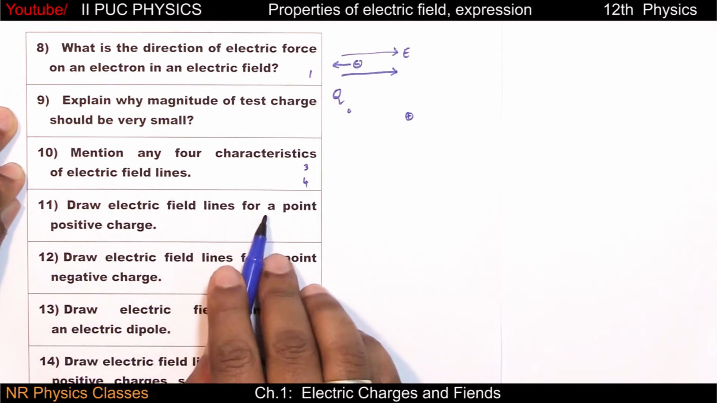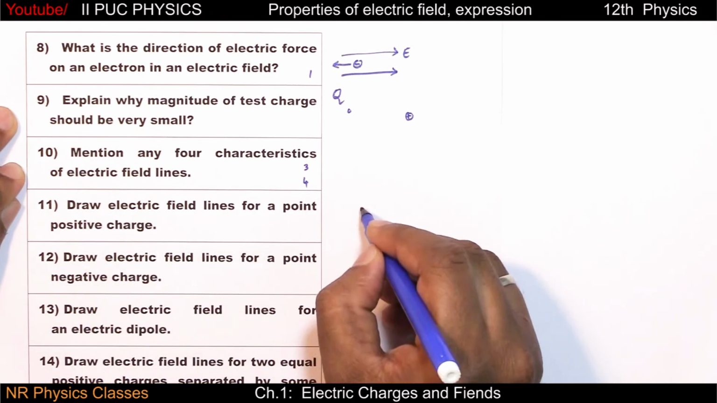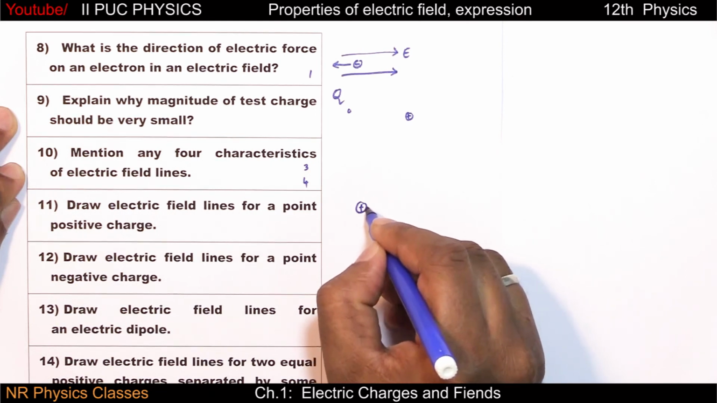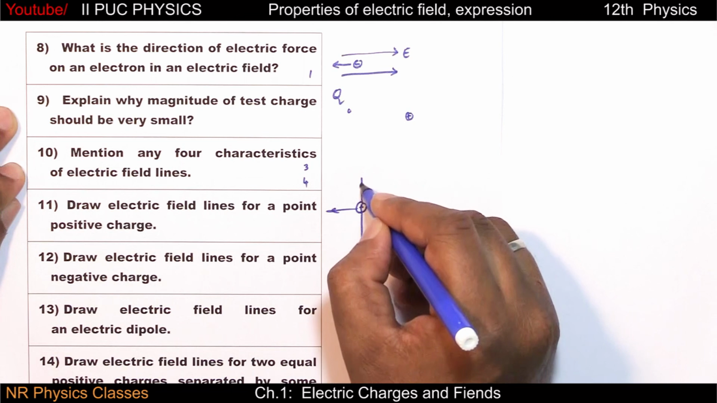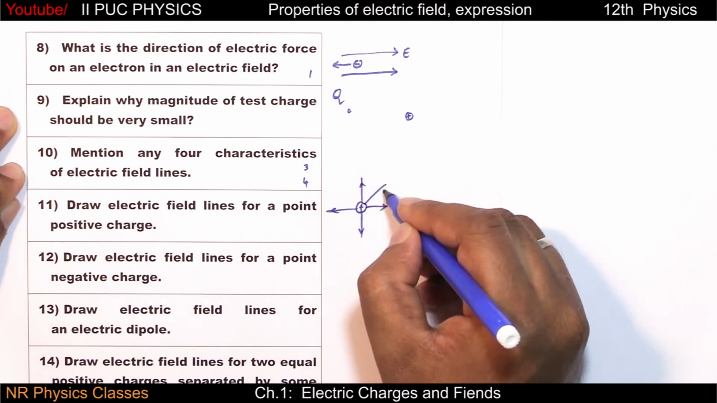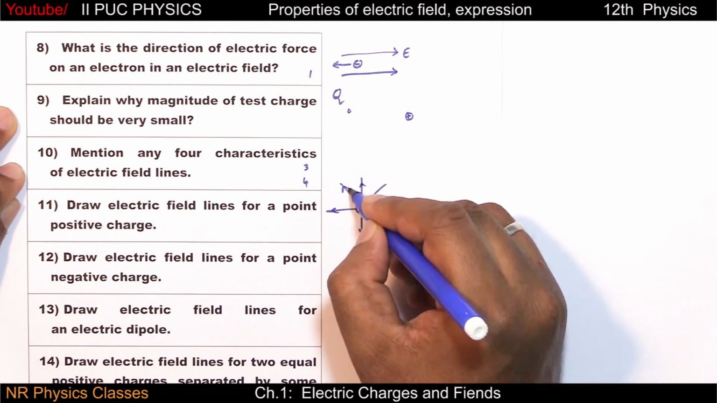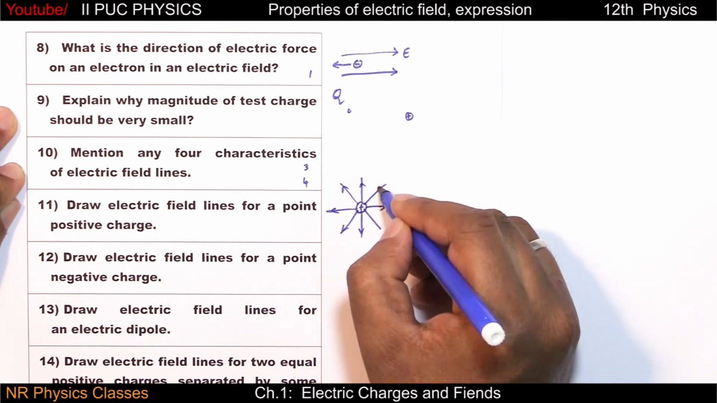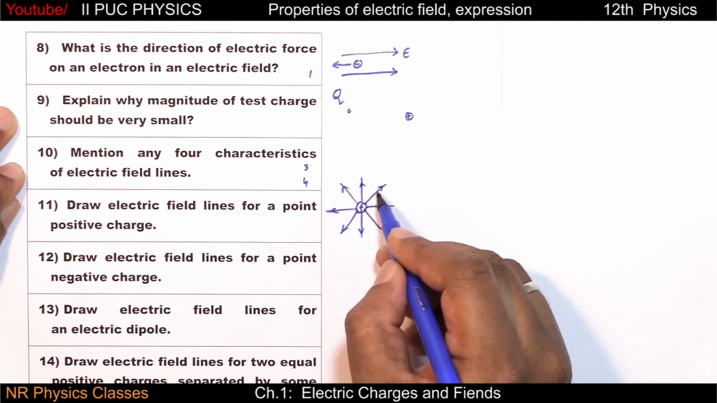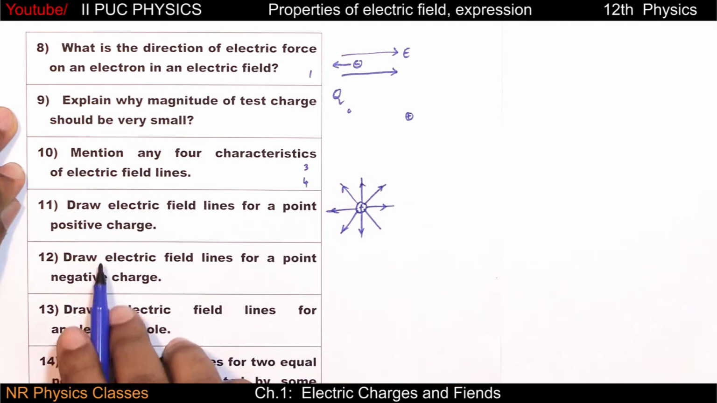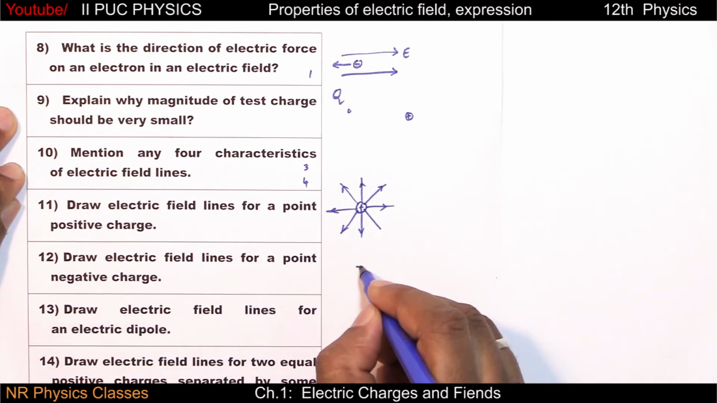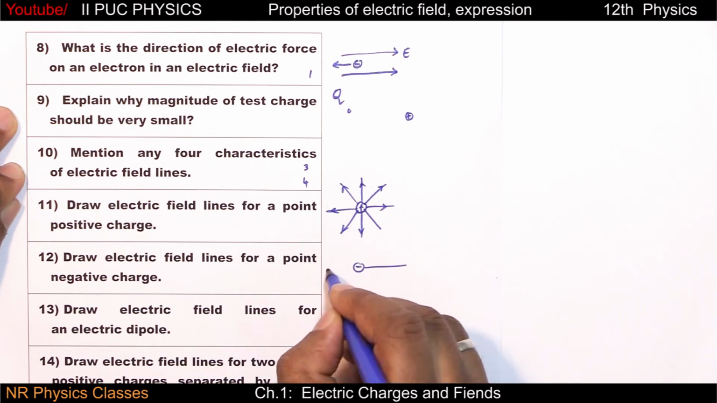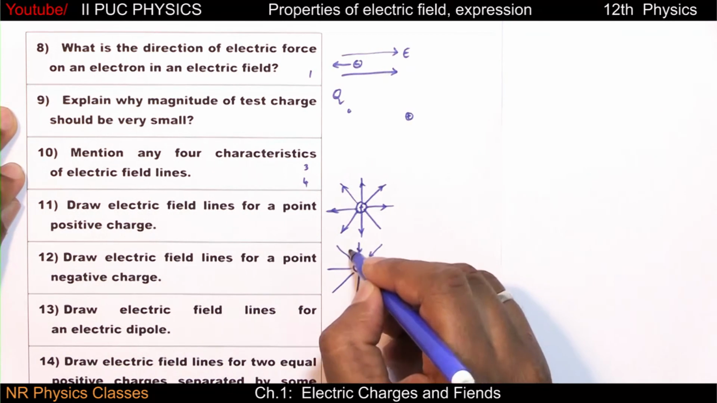Draw electric field lines for a point positive charge. These are standard questions, important questions. Make sure that the lines of force are directed radially outward. Draw electric field lines for a point negative charge. Negative charge, radially inward.